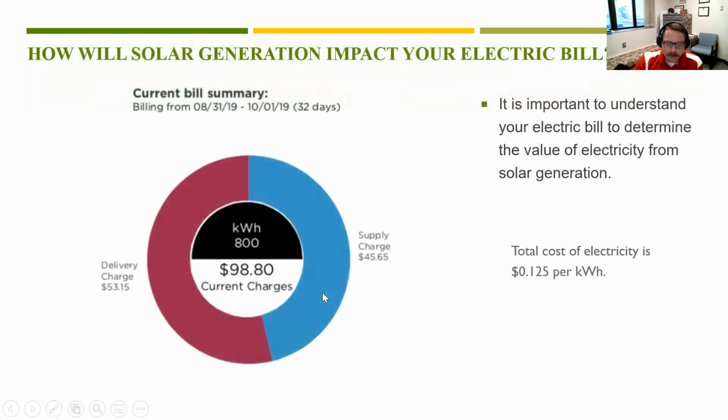So let's just look at a bill. This is one from out in Ohio that Eric provided for us. And that's good because it's more of a deregulated marketplace. We can more easily see the different sections. You can see that this person used 800 kilowatt hours in their billing period. They were charged $98.80. You can also see that this is split in half, where they have a supply charge, which is the energy itself, and a delivery charge, which is the distribution and transmission infrastructure to deliver it.